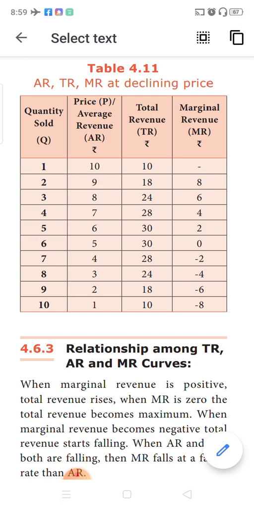When 3 units are sold, marginal revenue is 24 minus 18, it is 6. When 4 units are sold, marginal revenue is 28 minus 24, it is 4. Like this, when the 5th unit is sold, marginal revenue is 30 minus 28, it is 2. When the 6th unit is sold, it is 30 minus 30, it is 0. When the 7th unit is sold, it is 28 minus 30, where you get minus 2 as the marginal revenue. Next, when the 8th unit is sold, it is 24 minus 28, so it becomes minus 4.